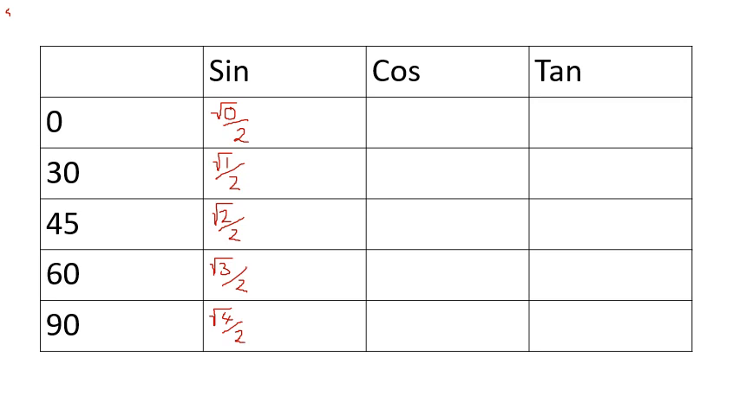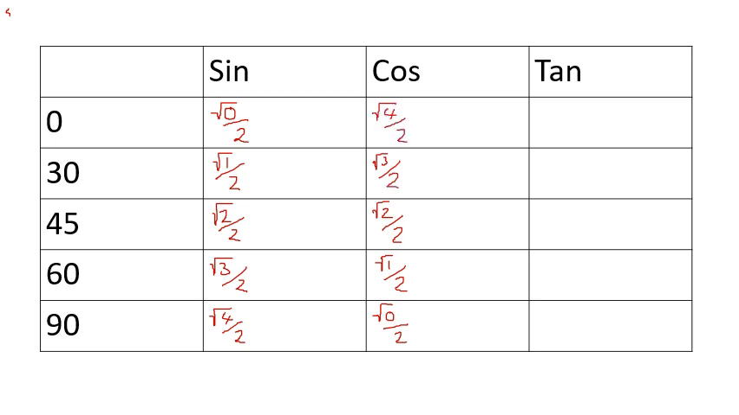Now cos is very similar, but they're not the same, so I'm not going to carry on going root 0 over 2, root 1 over 2, but I'm going to do it the opposite way. So I'm going to start with 0 at the bottom. So root 0 over 2, root 1 over 2, root 2 over 2, root 3 over 2, and root 4 over 2.